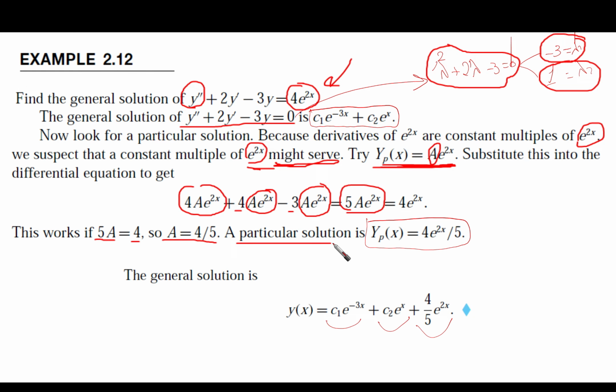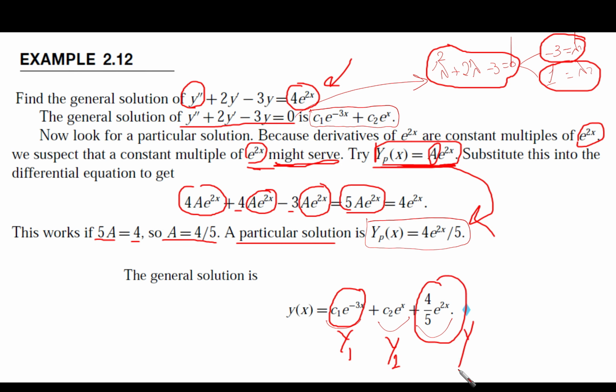And the particular solution, which we already assumed here by guessing, just free guessing, we found that it works here. It is going to be 4e to 2x over 5. Then the general solution is going to be y1 here, which we already obtained before, y2 here, and yp is going to be here. This is yp.